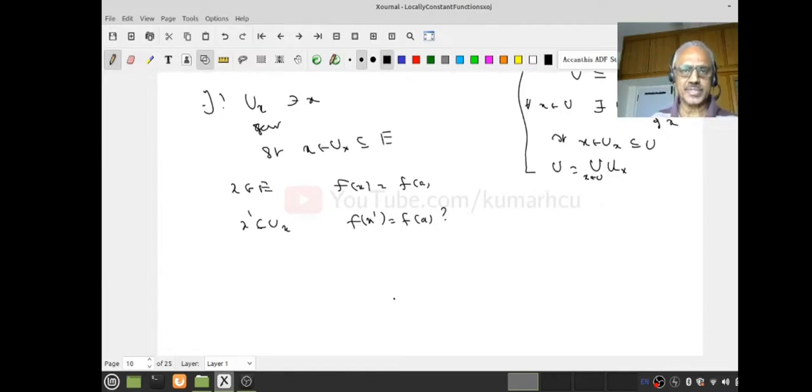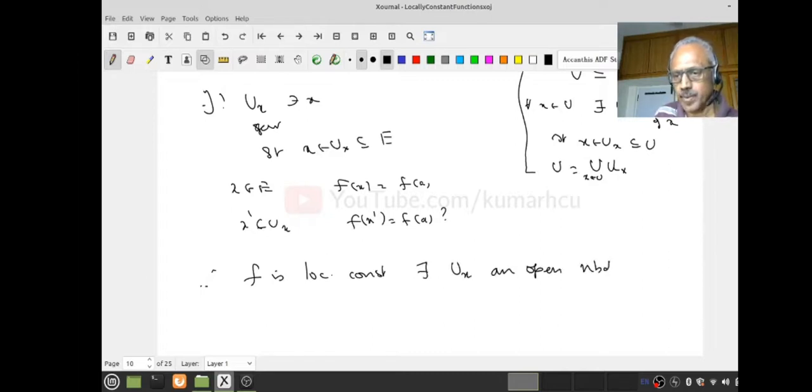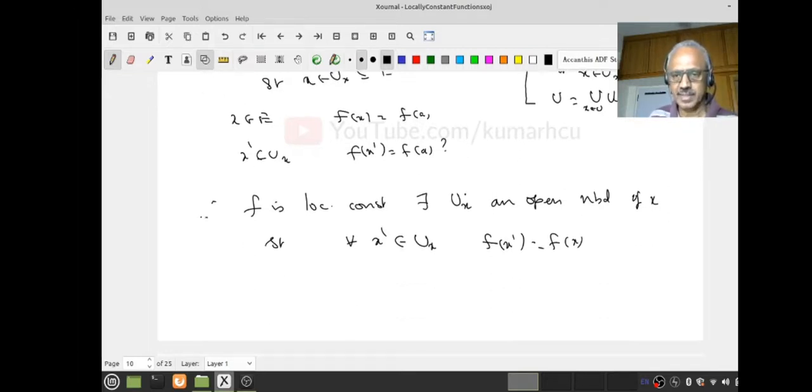Where will I find such a Ux? Remember, f is locally constant. Therefore, since f is locally constant, there exists Ux, an open neighborhood of x, so that for all x' in Ux, we have f(x') equal to f(x), just because of local constantness, right? But what is f(x)? That is f(a). Therefore, what happens? For all x' in Ux, I have f(x') is f(a).